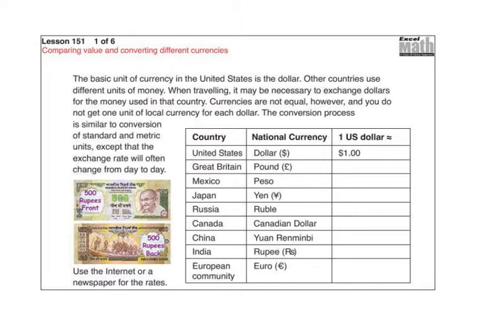Lesson 151 of the 6th grade Excel, comparing value and converting different currencies. Currency is money. We're going to take a look at that. The basic unit of currency in the United States is the dollar.